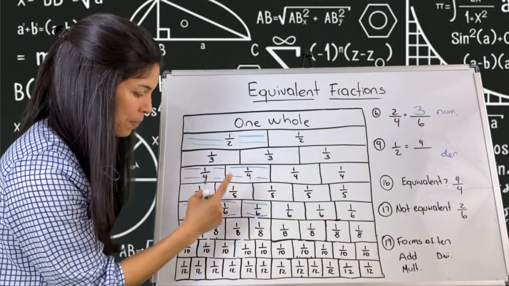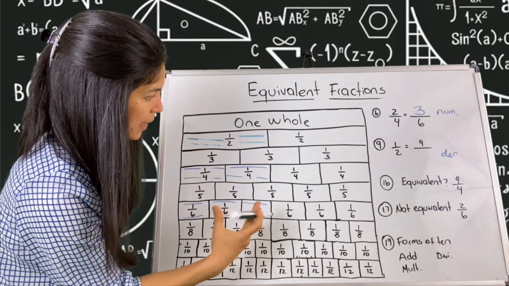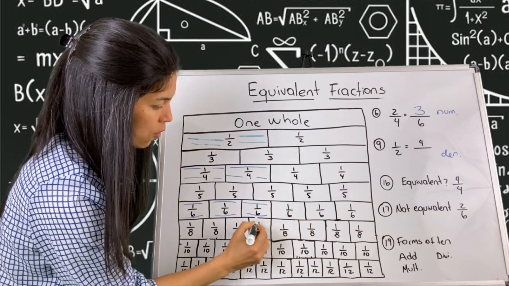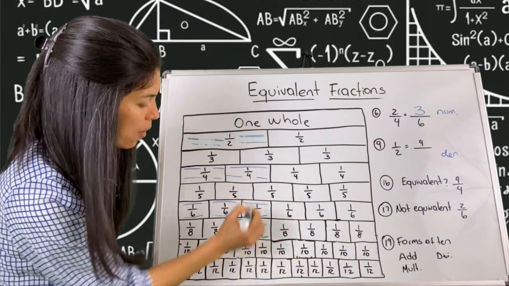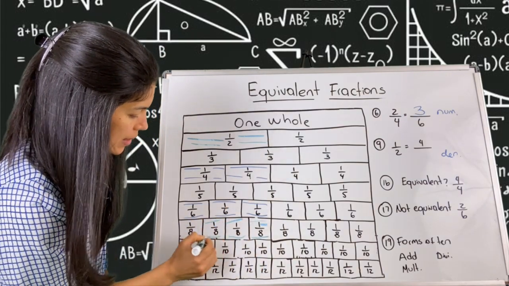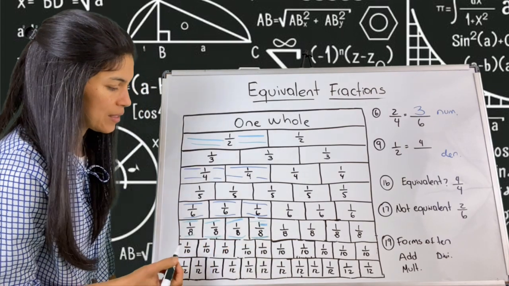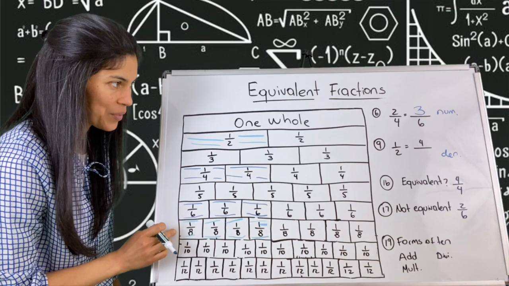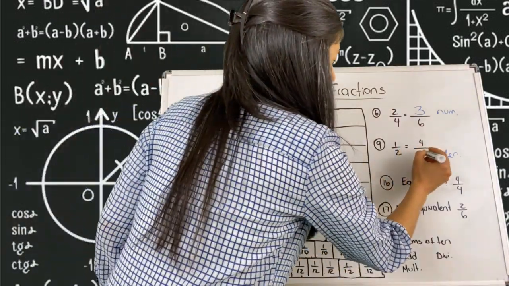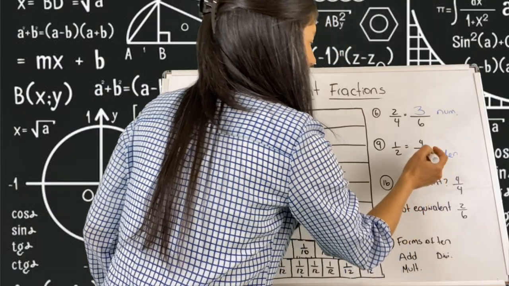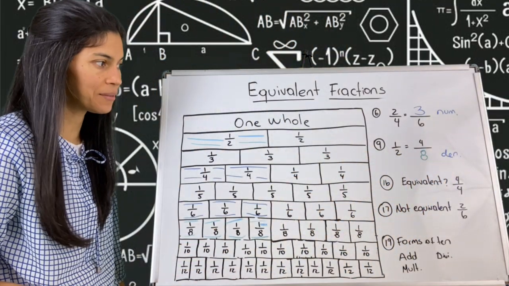I need 4 parts. How about 8? 1, 2, 3, 4. Yeah, 8 does it. 8 goes to the same line, half of the whole, and I need 4 of these parts. 1, 2, 3, 4. So the denominator, I had to divide my whole in 8 in order to grab 4 and be an equivalent fraction to 1/2.